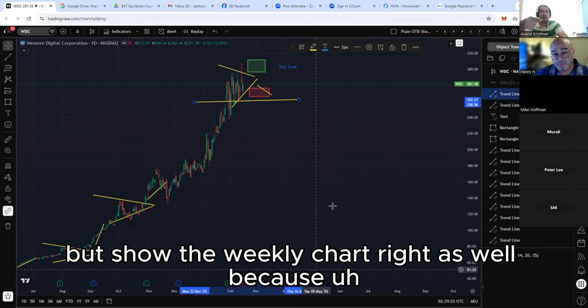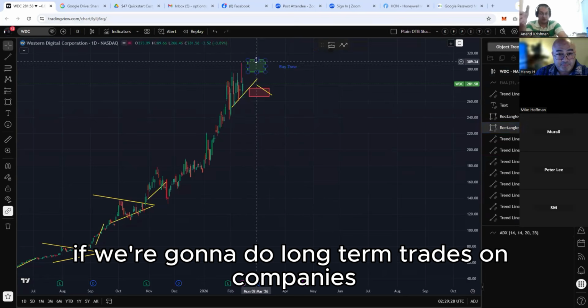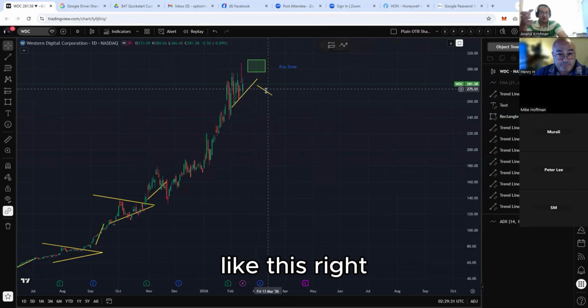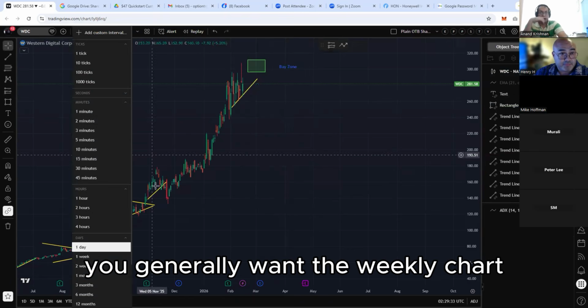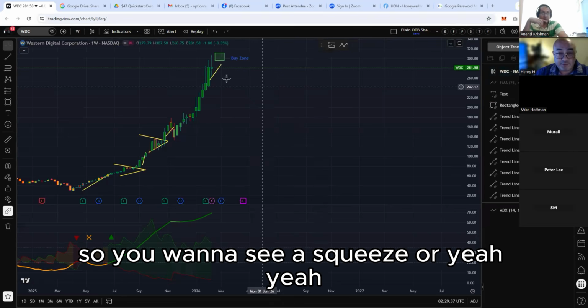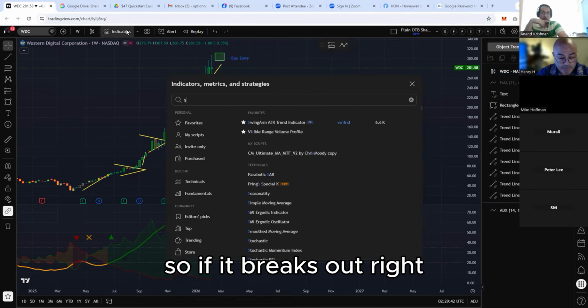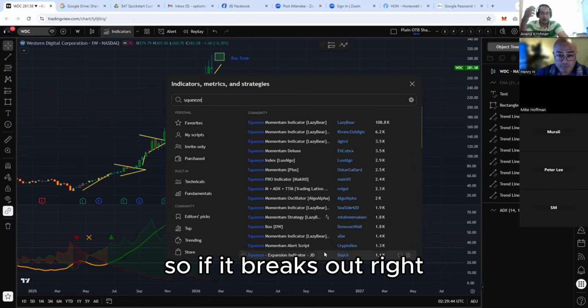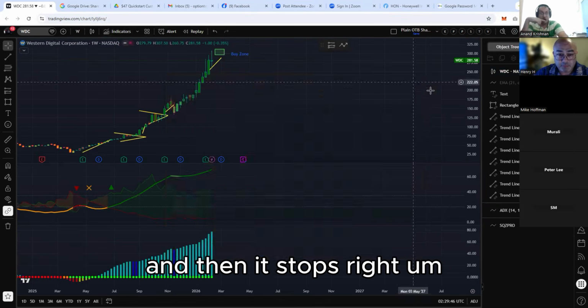But let's show the weekly chart as well, because if we're going to do long term trades on companies like this, you generally want the weekly chart when you're looking at it. Let's see, weekly. You want to see a squeeze too. So if it breaks out, and then it stops.